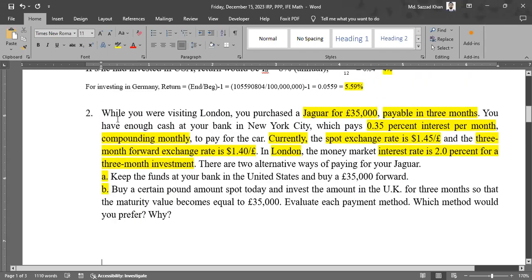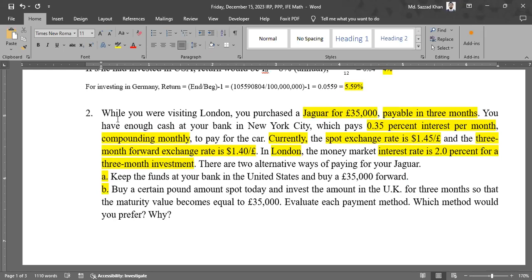While you were visiting London, you purchased a Jaguar for £35,000, payable in 3 months. So you purchased the Jaguar on account. After 3 months, you have to pay £35,000. You have enough cash at your bank in New York City, which pays 0.35% interest per month. So it's already been compounded. You don't require any adjustments. It's already a monthly rate.